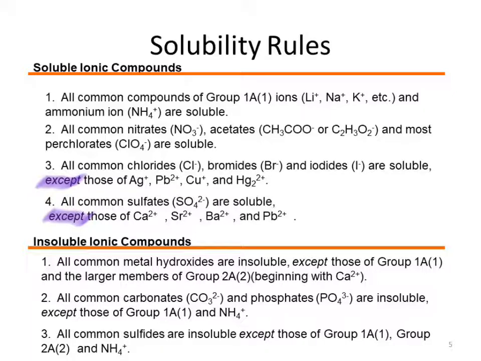Then insoluble compounds. Common metal hydroxides are insoluble except those of group 1A and larger members of group 2A that begin with calcium. So that would mean that beryllium and magnesium hydroxides would also be insoluble. Carbonates and phosphates are insoluble except those of group 1A and ammonium. Sulfides are insoluble except those of group 1A, group 2A, and ammonium.